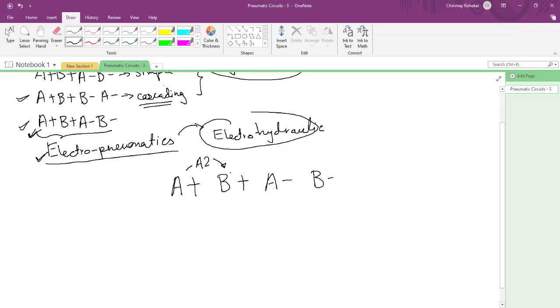How will we know that B plus motion is completed? Because B2 will be sensed. How will we know A minus is completed? Because A1 will be sensed. And similarly, how will we know that B minus is completed? Because B1 will be sensed. Right? So this is how it will work.